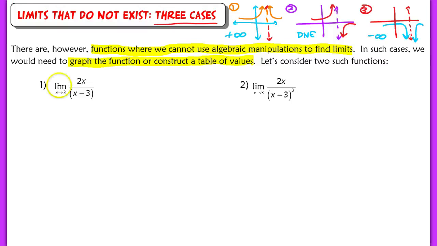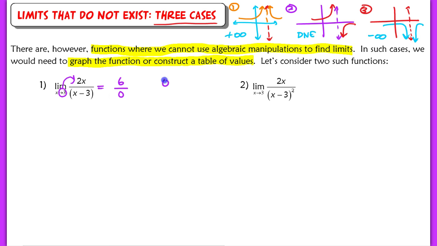Okay, so we want to find the limit as x approaches 3 of this rational function 2x over x minus 3. Now the first thing I always want you to do when you're asked to find a limit is plug that a value into your function. Okay, now here if we do that, we end up with 6 divided by 0. So we have a constant 6 divided by 0.